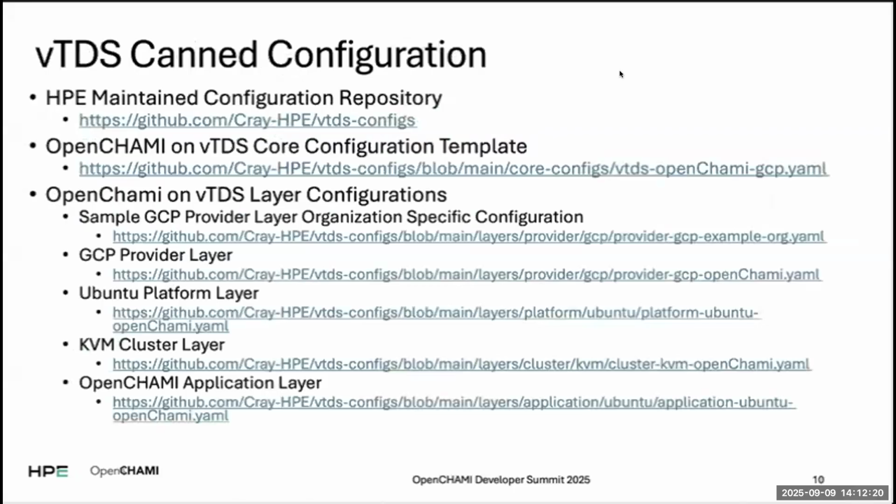We also have a bunch of canned configurations. So that core configuration that you need to do, there's a canned template for that. And there's basically two things in there you need to change. One of them is the pointer, the link that gets you to this GCP provider layer organization specific configuration. So you just need to change out this URL in there to get the one that was written for your organization. And then the other thing you need to change in there is the base name of your system on GCP, and then you'll be able to run VTDS to deploy onto GCP.